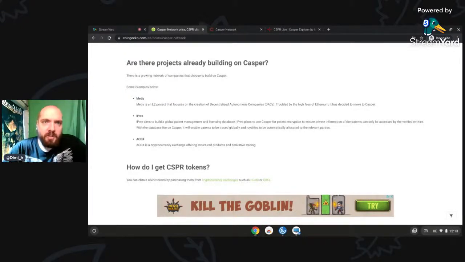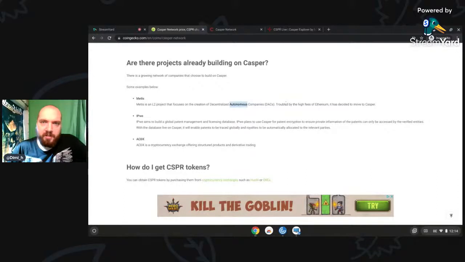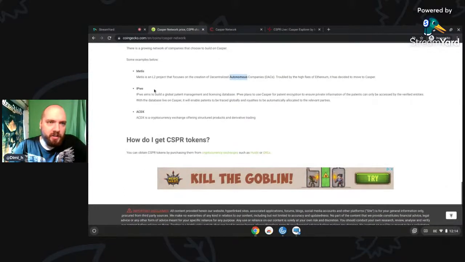Are there projects already building on Casper? A growing network of companies that choose to build on Casper. Some examples: Metis, an L2 project, so a layer 2 project, focuses on the creation of decentralized autonomous companies. Troubled by the high fees of Ethereum, it has decided to move to Casper. So yeah, that's a very first sign. Well, their advantage over Ethereum, that they have lower fees and are probably easier to build upon.